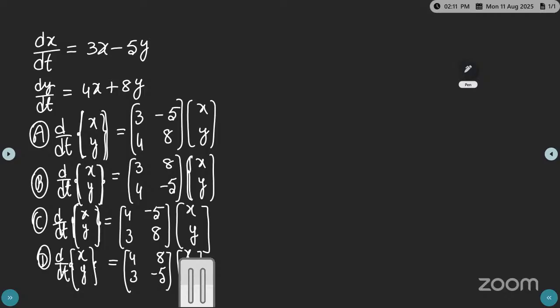What is the answer? d by dt of x, dx by dt, dy by dt, they are on the right side. 3x minus 5y, 4x plus 8y. This is the answer. That's it, first option.